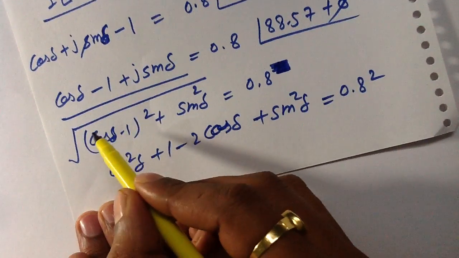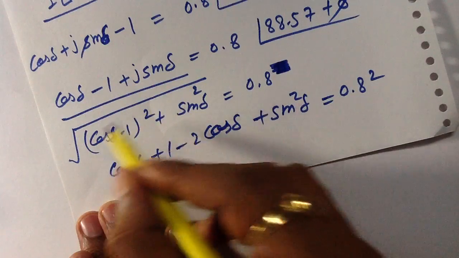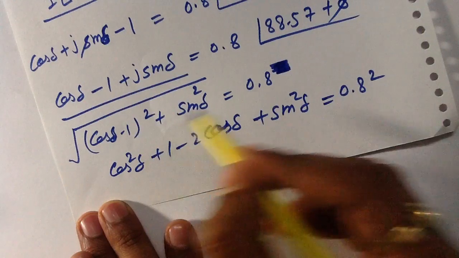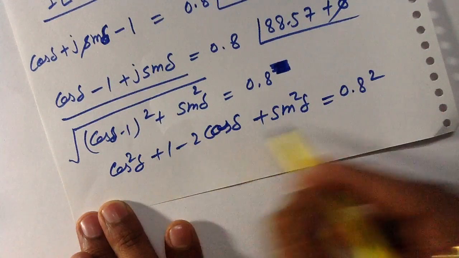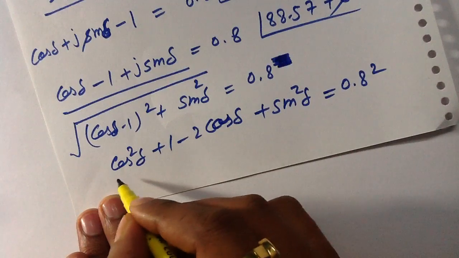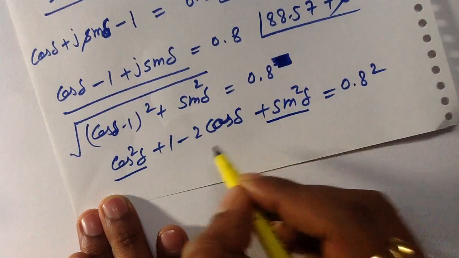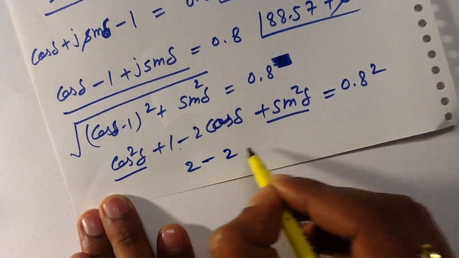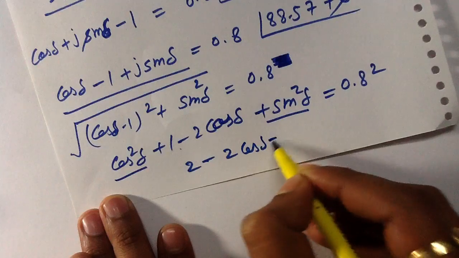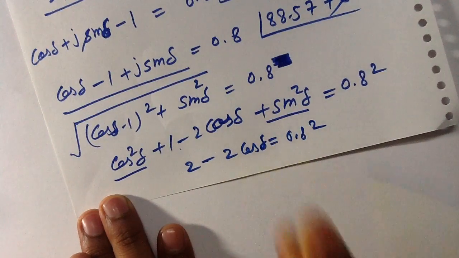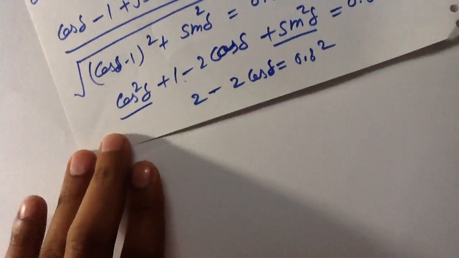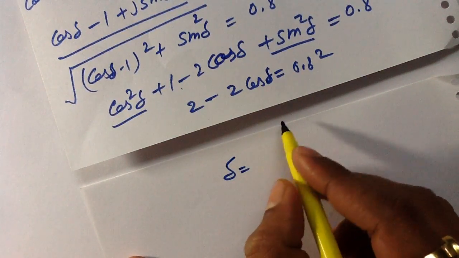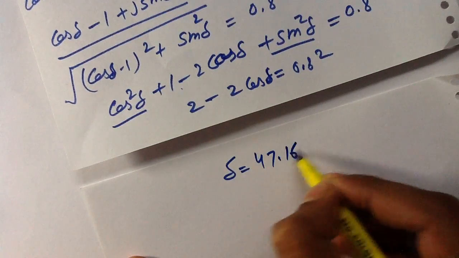If you want to cancel this root term, take the square of the left hand side term and the right hand side term, and you will get this equation. Cos square delta plus sin square delta will be 1, and 1 plus 1 will be 2, so it will be 2 minus 2 cos delta equals 0.8 square. After solving this, you will get the value of delta equals 47.16 degree.